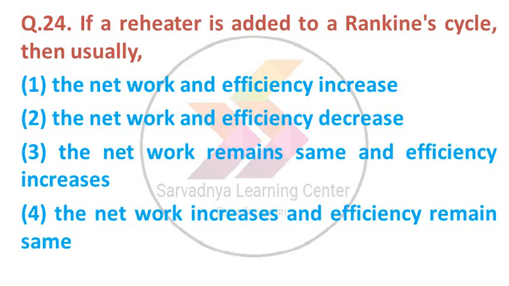Next question: if a reheater is added to the Rankine cycle, then usually, option 1, the net work and efficiency increase. Second, the net work and efficiency decrease. Third, net work remains the same and efficiency increases. 4, the net work increases and efficiency remains the same. The correct answer is the net work and efficiency both increase.